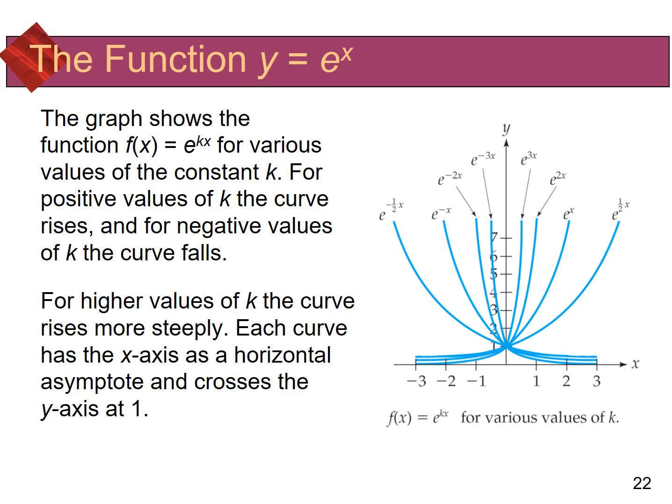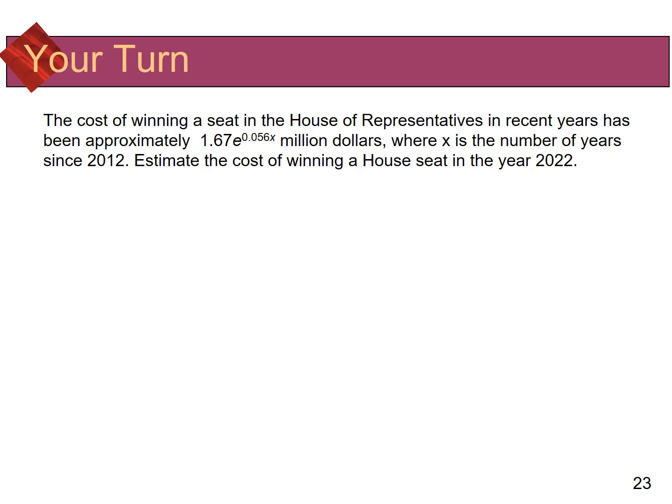But here's what I want you to do. Here's a situation where we use an exponential function. I want you to try to answer this question based off of the information we know about e and exponential functions now. The cost of winning a seat in the House of Representatives in recent years has been approximately 1.67 e to the 0.056x million dollars, where x is the number of years since 2012. Estimate the cost of winning a House seat in the year 2022. Now let me pause here for a moment so that you can try the problem and answer the question, and then we'll go over it.